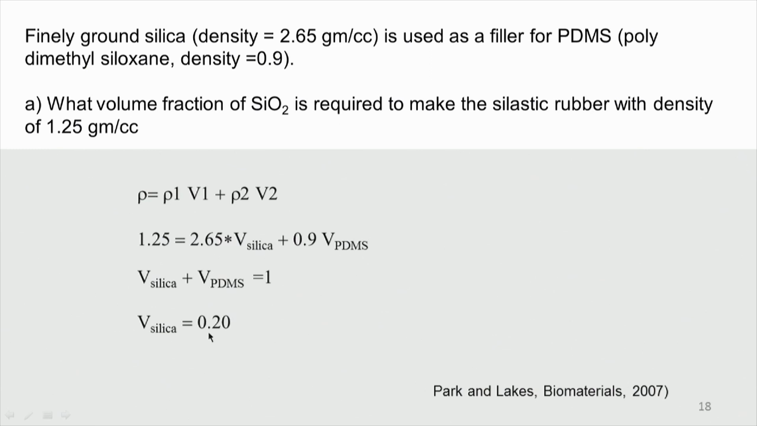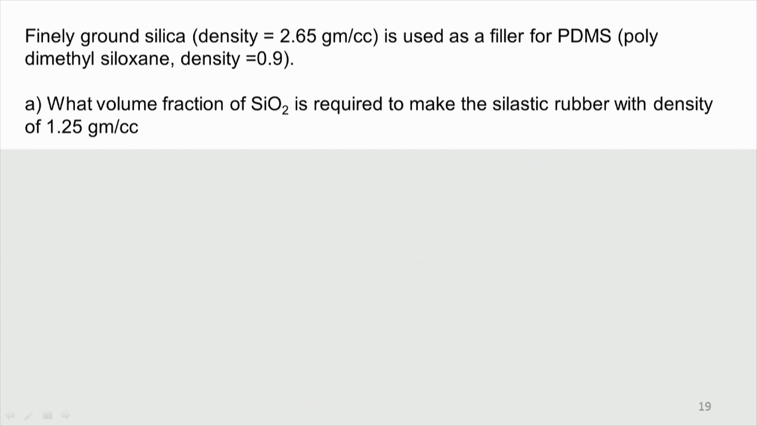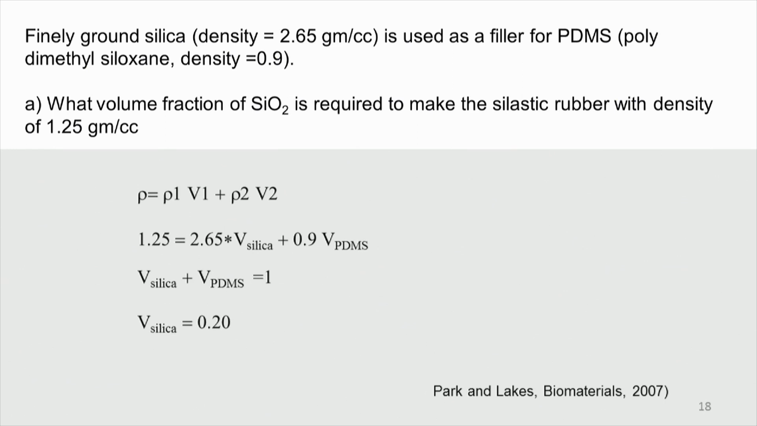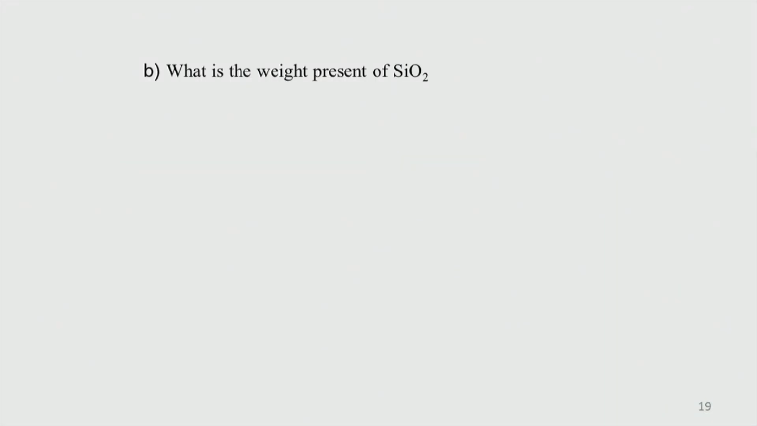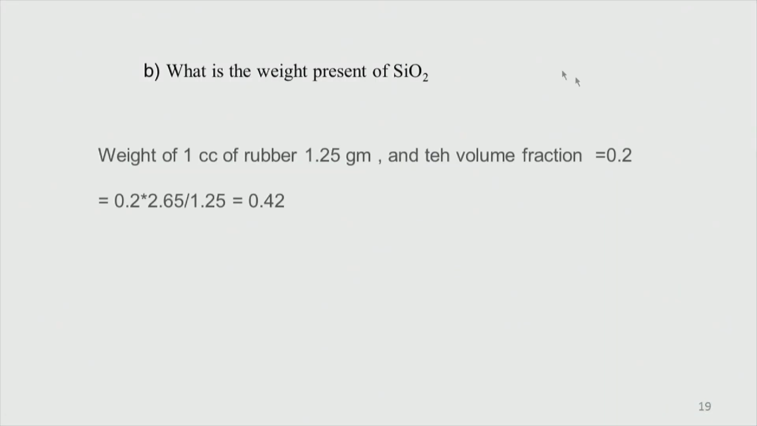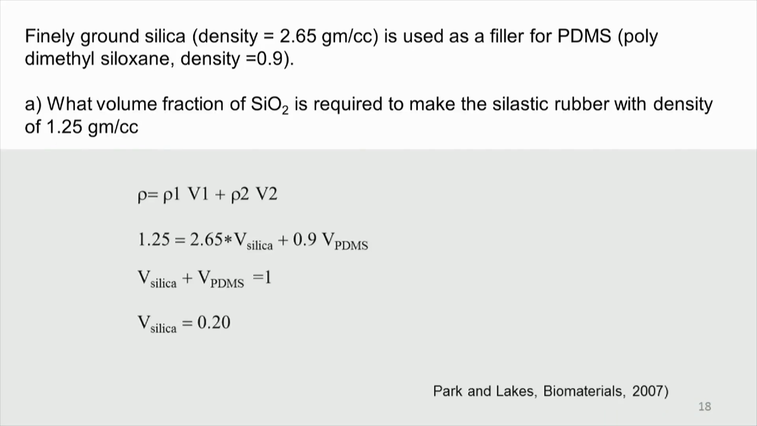Okay. When I say 20% silica, the 80% is this polymer PDMS. Interesting problem. What is the weight percent of silica? Okay. So, this is volume fraction. So, I need to calculate the weight percent, that is also very simple. Okay. Weight of 1 cc of rubber is 1.25 grams. Okay.